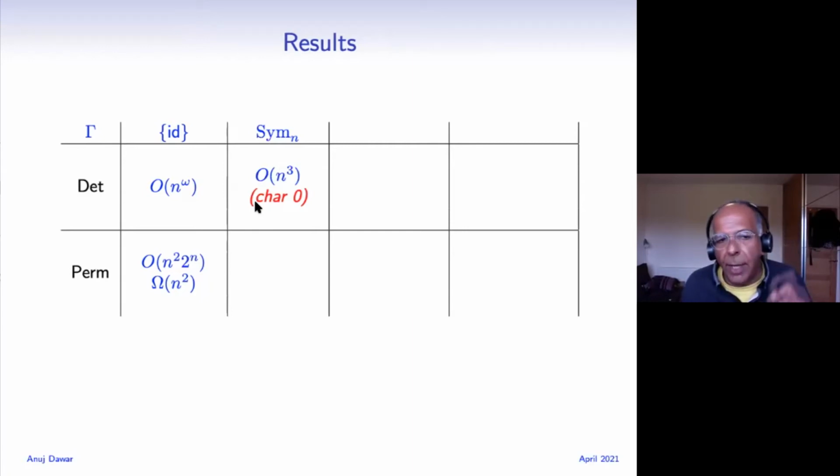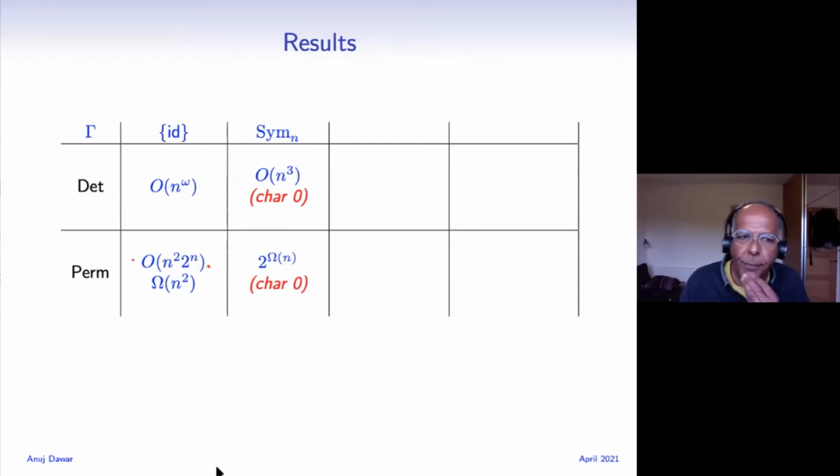But here, and this is what's interesting, for the permanent, we are able to prove an unconditional exponential lower bound. We show that there is simply no sub-exponential size circuit which computes the permanent and which has these symmetries. Now, note this matches the upper bound, and this upper bound is in fact a symmetric circuit in this sense. So we have a fairly tight match here. Again, characteristic 0.